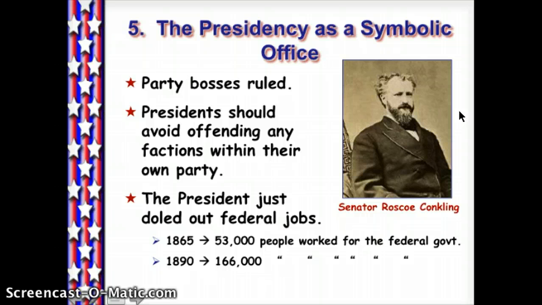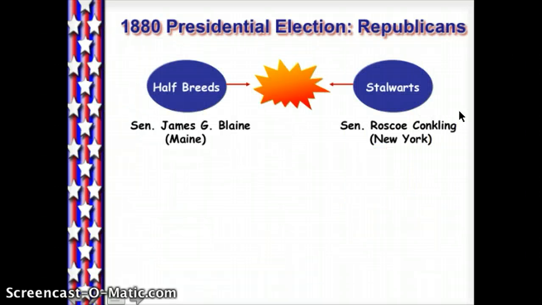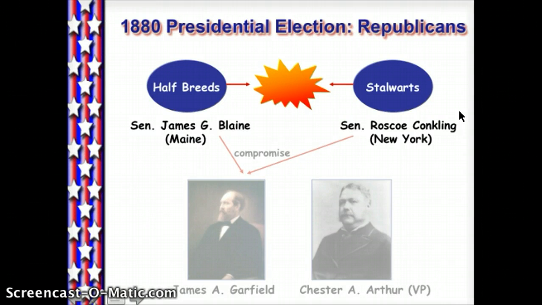So let's take a look at how the Republican Party actually breaks up into two different groups, and each has their own political leader. On one hand, we had the half-breeds. They were led mostly by James Blaine, and the Stalwarts. They were led mostly by Roscoe Conkling. Both of these are senators, New York and Maine. Notice the heavy New England presence. And let's take a look here.